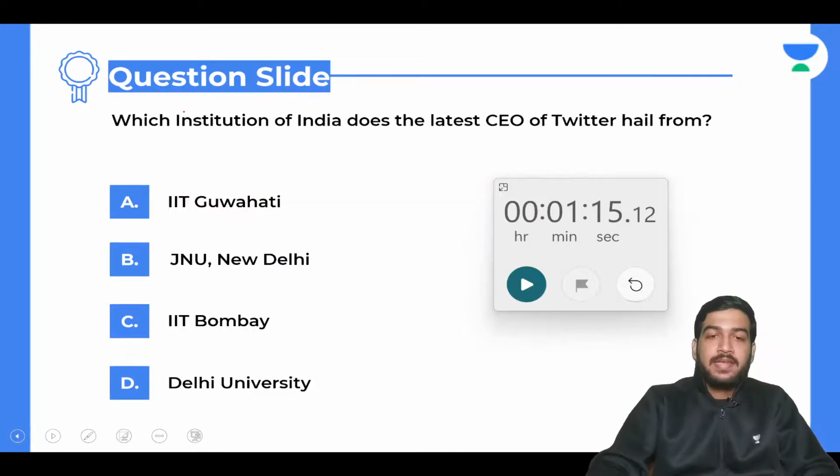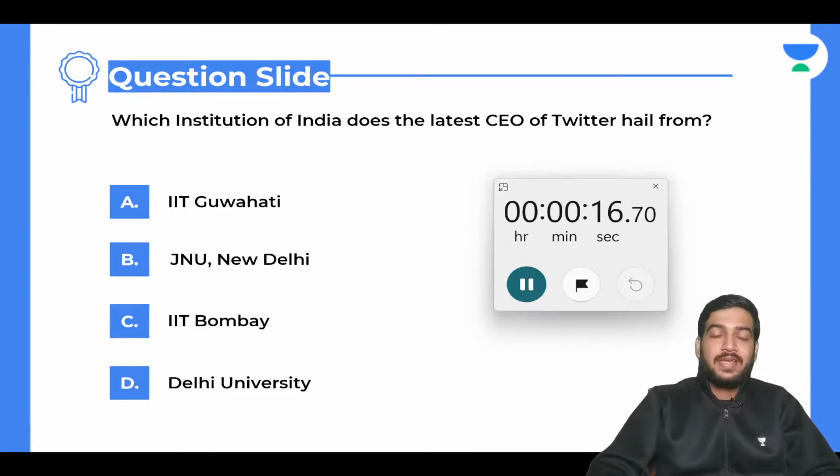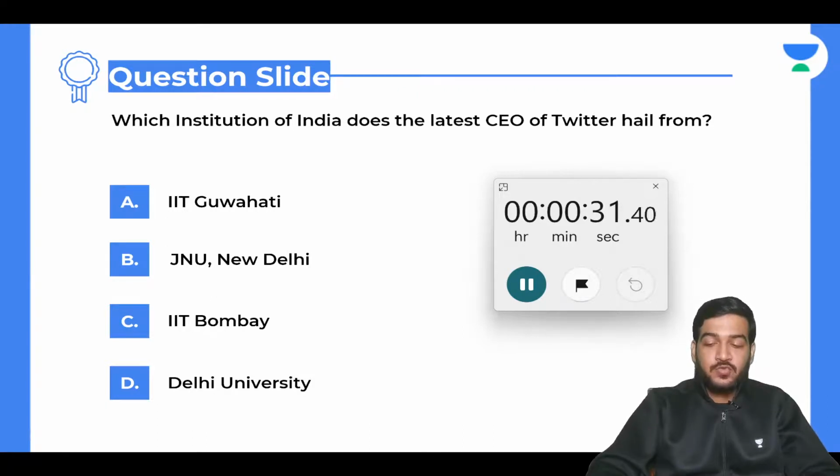Okay, then next, which institution of India does the latest chief executive officer of Twitter hail from? A, IIT Guwahati, B, Jawaharlal Nehru University, New Delhi, C, IIT Bombay, D, Delhi University. The latest CEO of Twitter, Parag Agrawal, who is now a non-resident Indian or an OCI card holder, hails from which university of India? His primary university graduation was from which university? IIT Guwahati, JNU, IIT Bombay, or Delhi University?